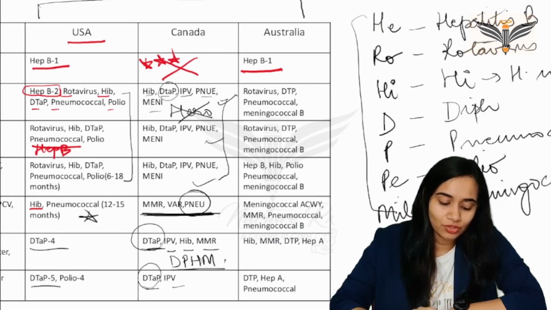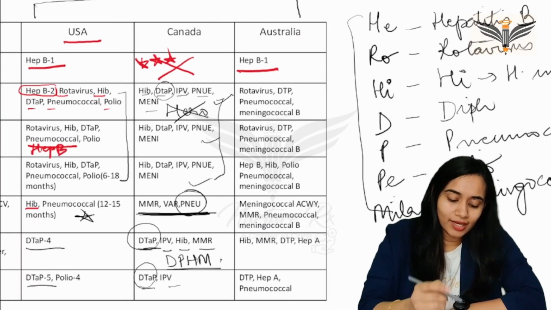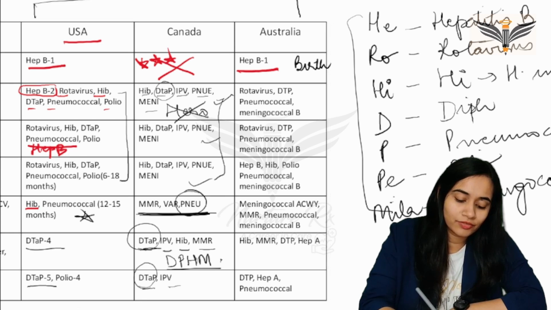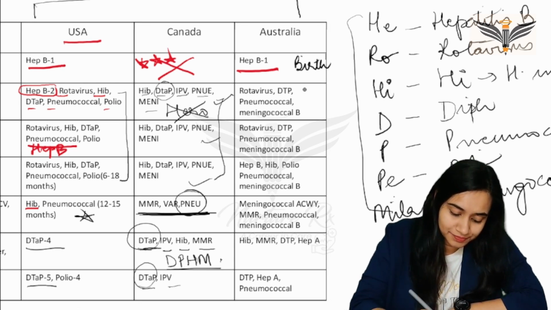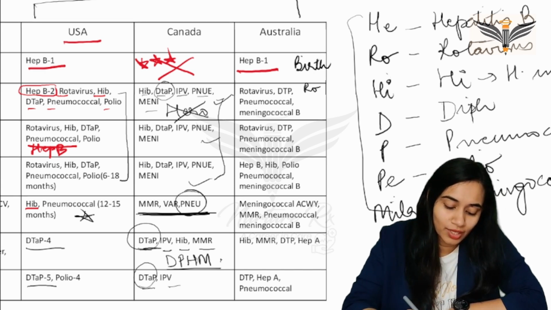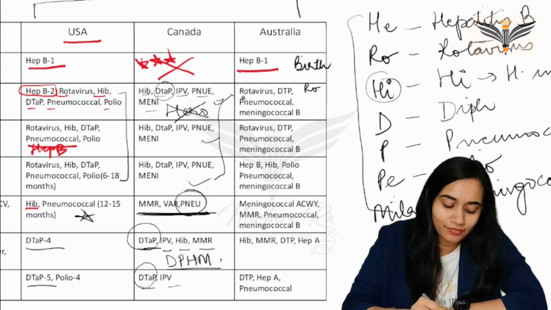Now coming to Australia. So in Australia, again at birth we are giving hepatitis B. Here, can you see it is starting from rota? It is starting from rota and the HI is not here. Okay. So we are giving rotavirus, DTP, pneumococcal vaccine and meningococcal vaccine.